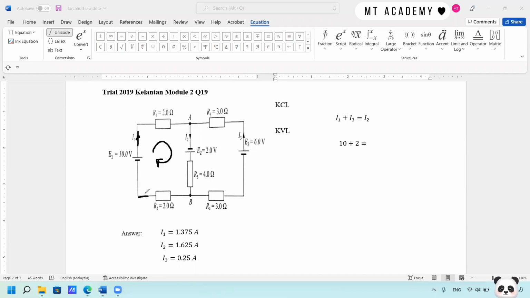So this is also I1, since they are in series. So here we have 2 plus 2 ohm multiplied by I1. And then we also have R5, which is 4 multiplied by I2. Okay, so simplify the equation, and we have the second equation for the DC circuit.